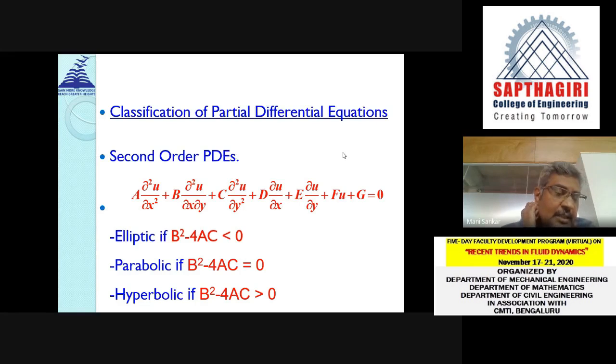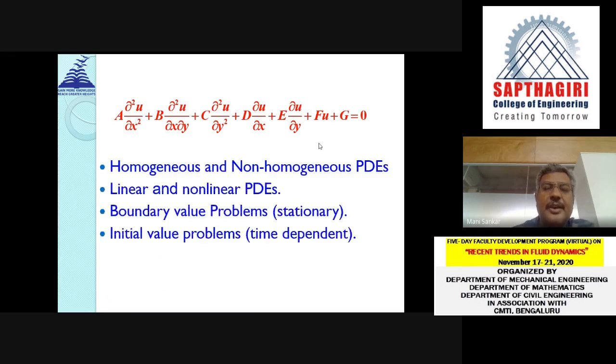Why? Because this classification of the given PDE helps us in the choice of the numerical method that we adopt to solve the given PDE. So that's why it's always better to identify the nature of the PDE. And further, we classify the PDE into further types: homogeneous and non-homogeneous. So in a simple way, if G equal to 0, we say that the PDE is homogeneous. If G is not equal to 0, it is non-homogeneous.